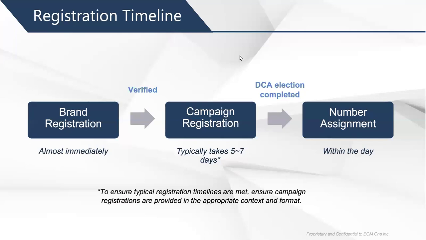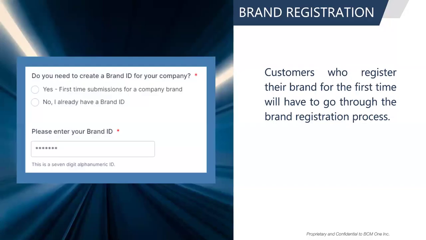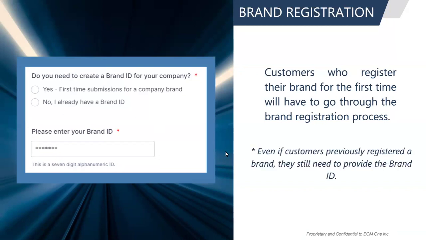So let's go into detail on what information is needed to register a brand. So TCR validates the EIN, the legal company name, and legal company address with third-party independent sources, and confirms the existence of the brand with a verification status. It's either verified or unverified. So customers who register their brand for the first time will have to go through the brand registration process. If a customer previously registered a brand and just wants to add a campaign, they need to provide the brand ID, which is a 7-digit alphanumeric ID.